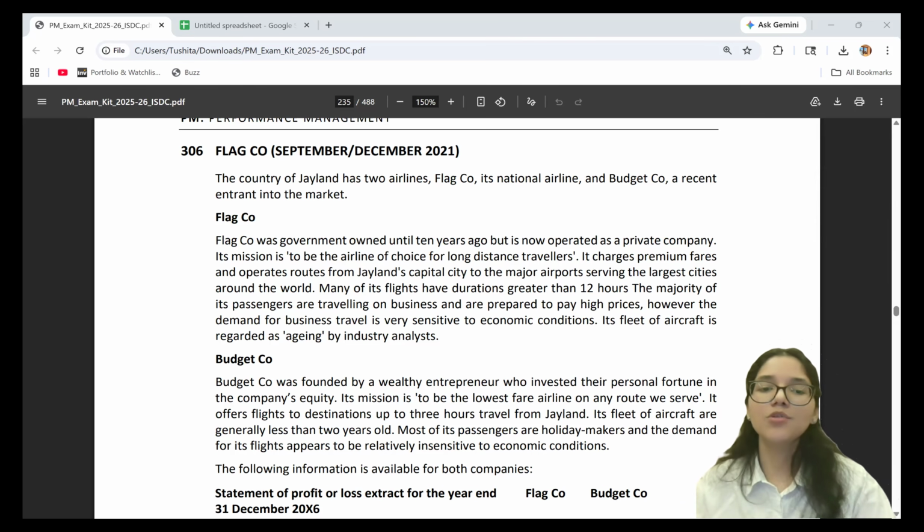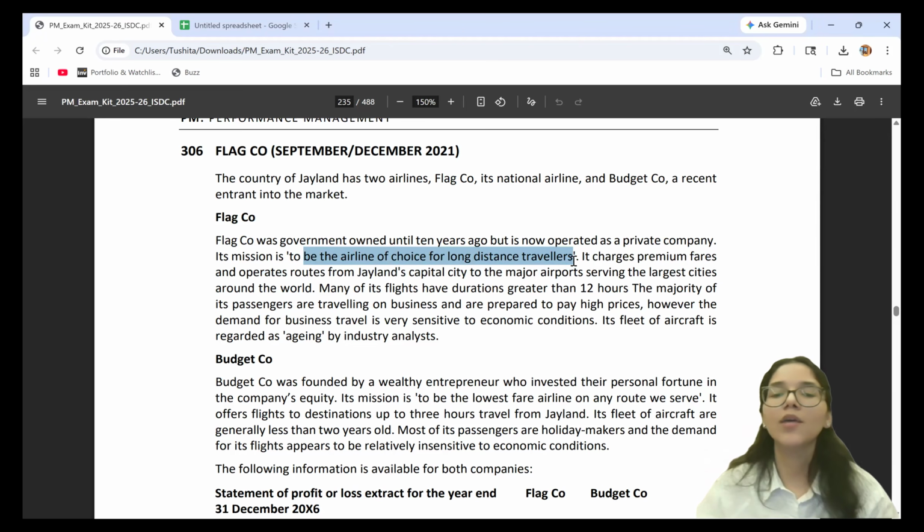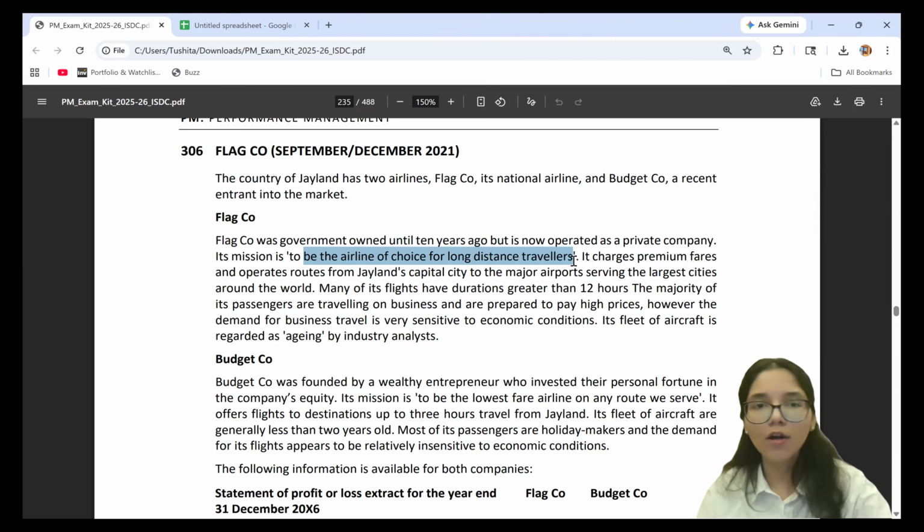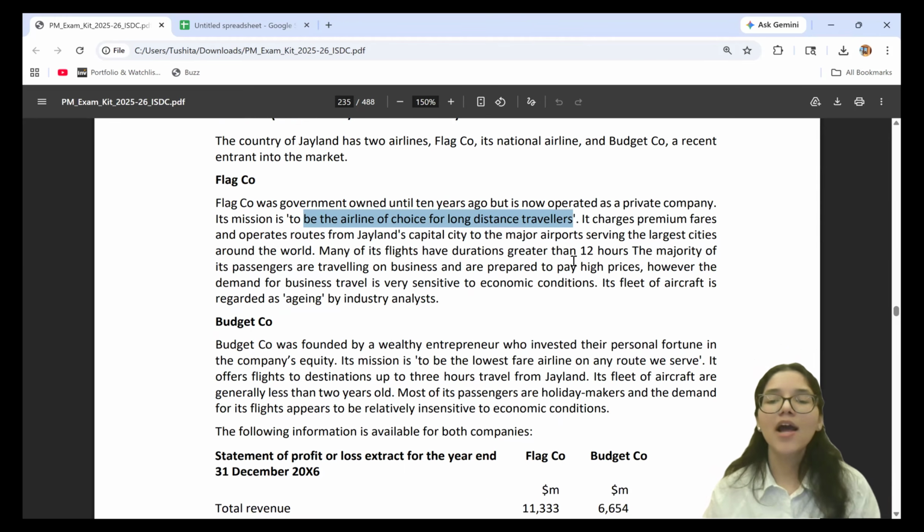Its mission is to be the airline of choice for long distance travelers. So they want their focus on the long distance flights. It charges premium fares and operates.